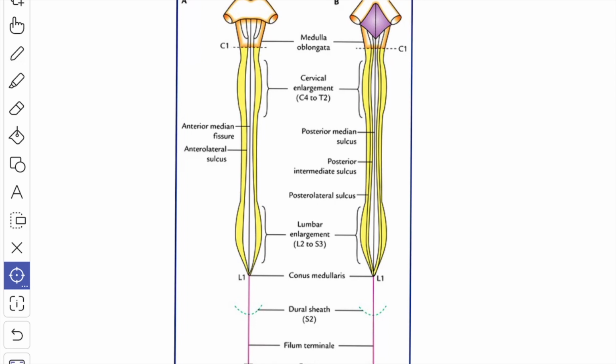Its lower tapering end is known as the conus medullaris. So this is the conus medullaris. The apex of the conus medullaris continues down as a thin thread-like filament that is known as the filum terminale. So this is the filum terminale. The spinal cord provides attachment to 31 pairs of spinal nerves. Through these 31 pairs of spinal nerves, the spinal cord is connected to the tissues of trunk, girdles, limb and the viscera.